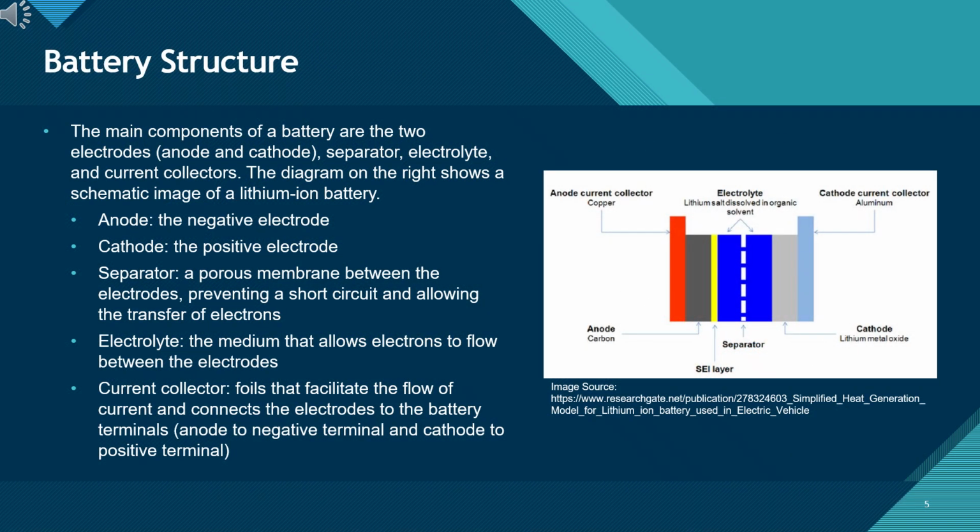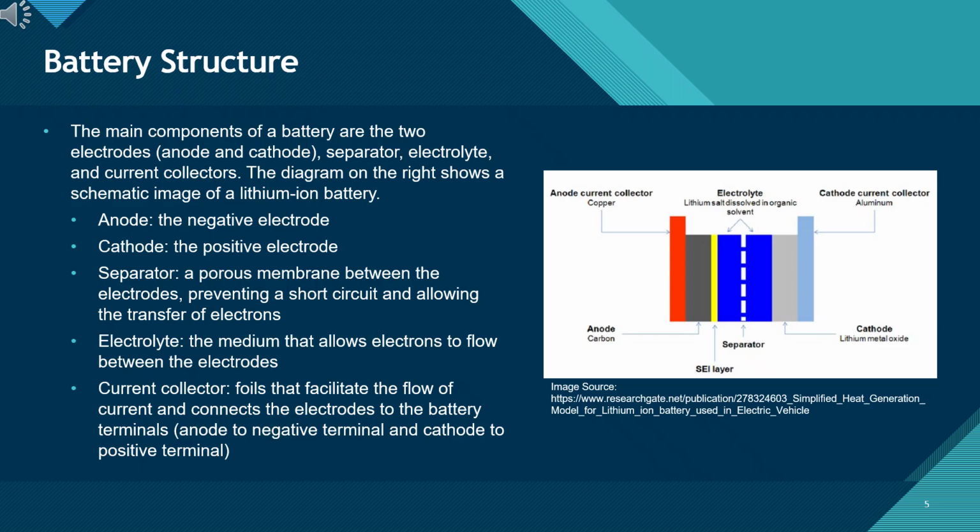Battery structure. On this slide, we're looking at the basic structure of a lithium-ion battery. Every cell is built around a few key components. We have the anode, the negative electrode, and the cathode, the positive electrode. These are the two materials that actually store and release lithium ions. Between them is the separator, a thin, porous film that keeps the electrodes from touching while still allowing ions to move through. The electrolyte, shown in the center, is the liquid that carries lithium ions during charging and discharging.